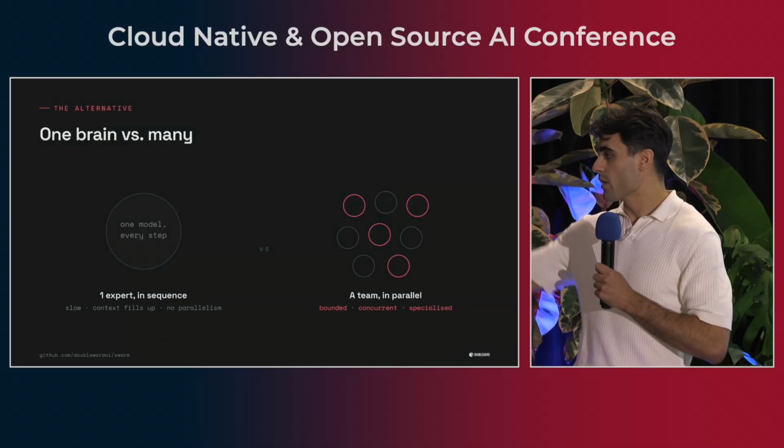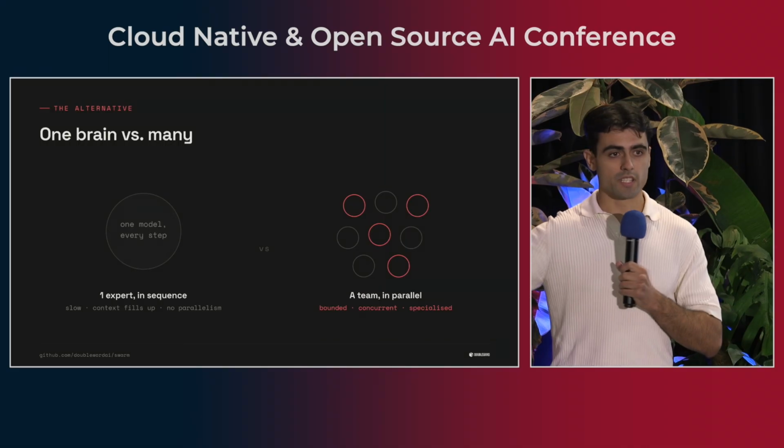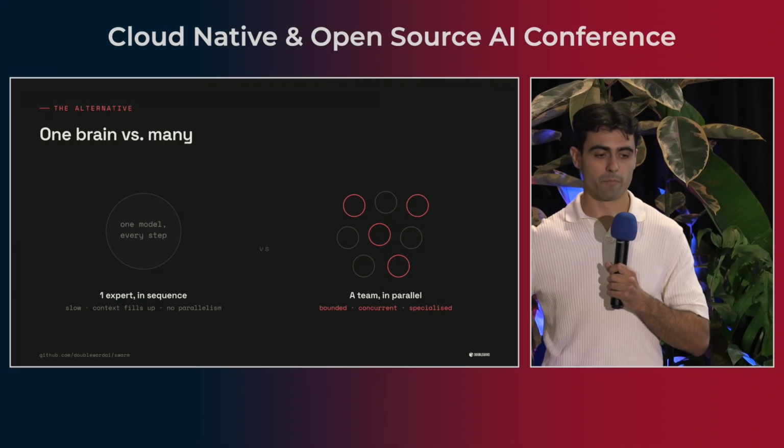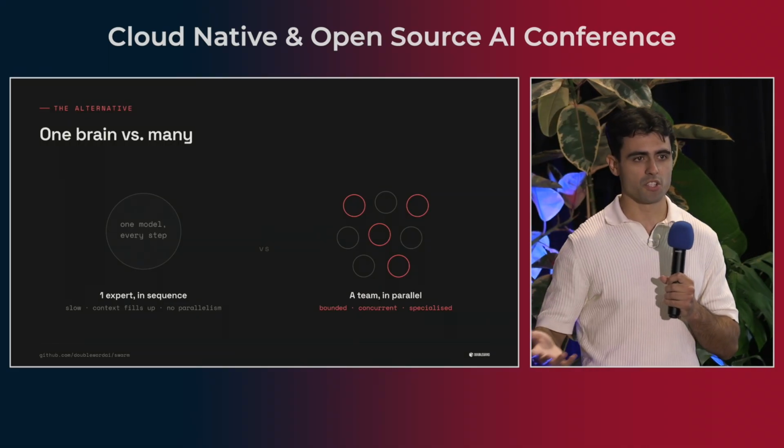So the alternative, what I want to talk to you about today, is going from this paradigm of one expert in sequence to a team in parallel. And we've already solved this as humans. We've built companies which operate in this paradigm. You have operatives, who are human beings, who have short, bounded context and specific skills to achieve tasks.